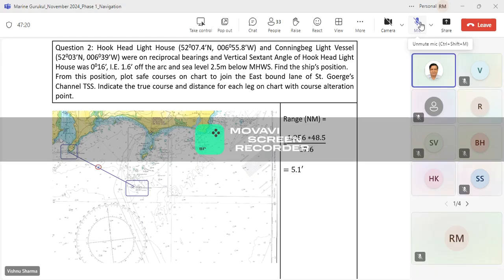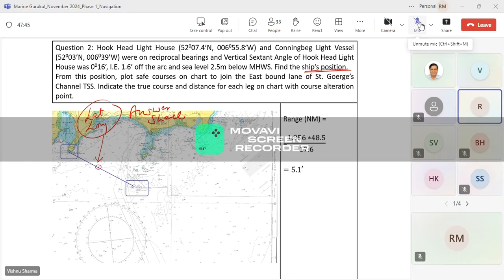And you will pick up the latitude and longitude of this place, and this has to go on the answer sheet. Why? Because the question says find the ship's position. So you have to give the answer. Is it clear to everybody, beta?